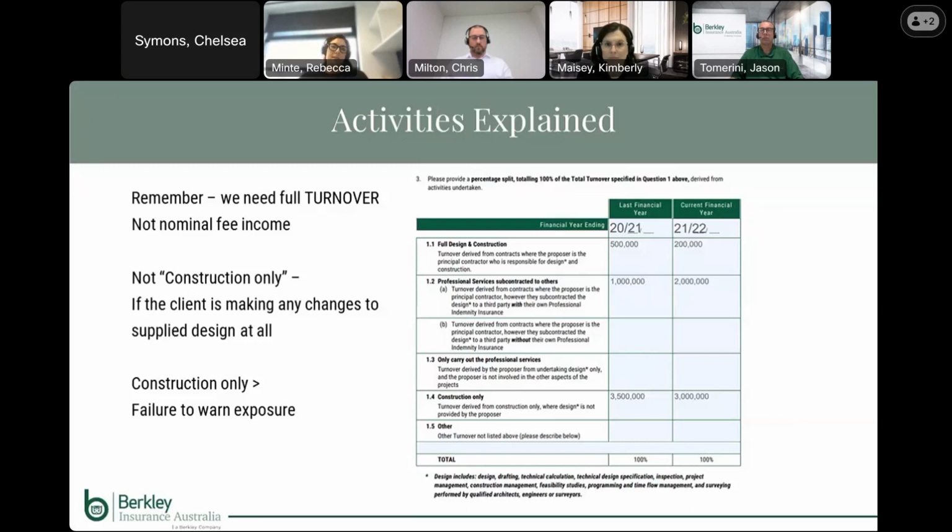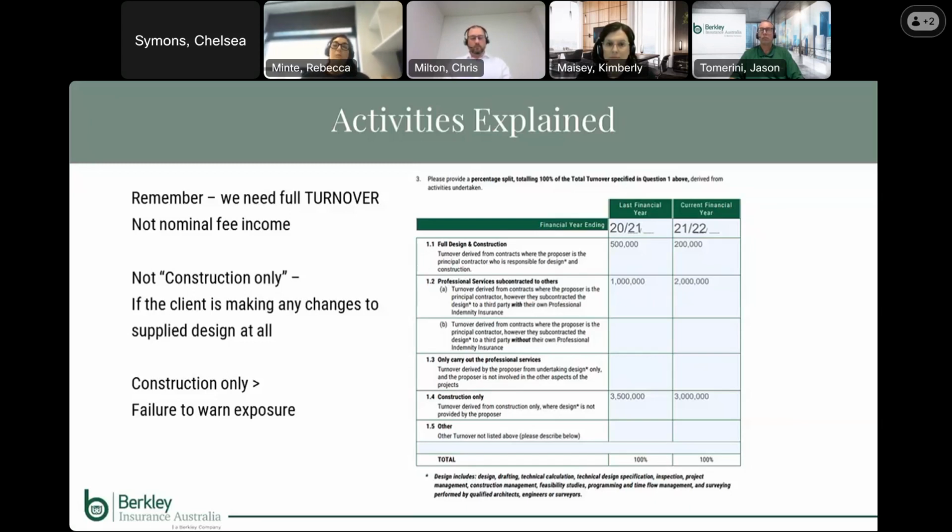Recently, over the last couple of years, we've also been asking for financial statements, and this has helped us and brokers immensely in making sure that the turnover stipulated on the proposal form from the client is actually true. So I'm just going to go into what each of these sections is actually asking for and what sort of information you need to be putting in there.